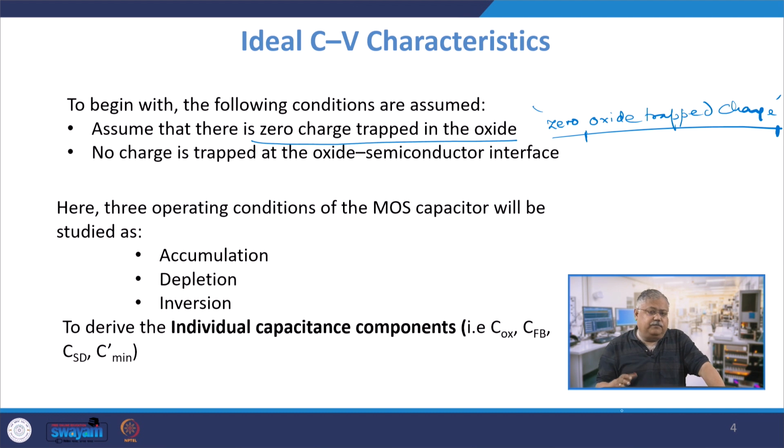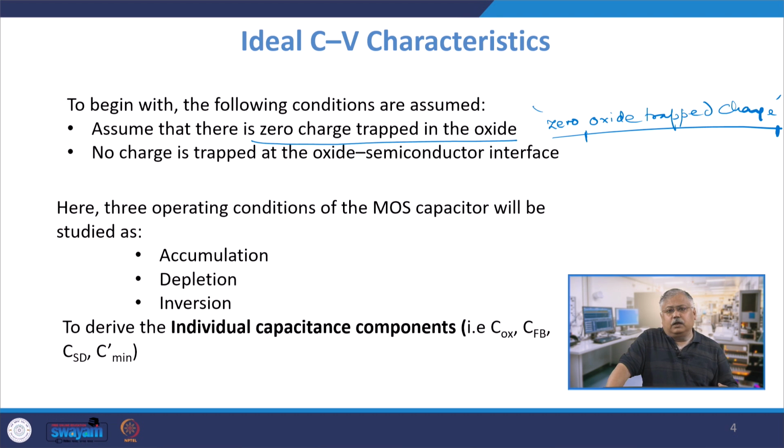So, we are not assuming any oxide trap charges currently, and we are also assuming that there are no charges in the trapped layer in the oxide semiconductor interface. In the oxide semiconductor interface, there are no charges available. So, there are no interface trap charges and there are no oxide trap charges. With this, there are 3 operating conditions: accumulation, depletion and inversion.